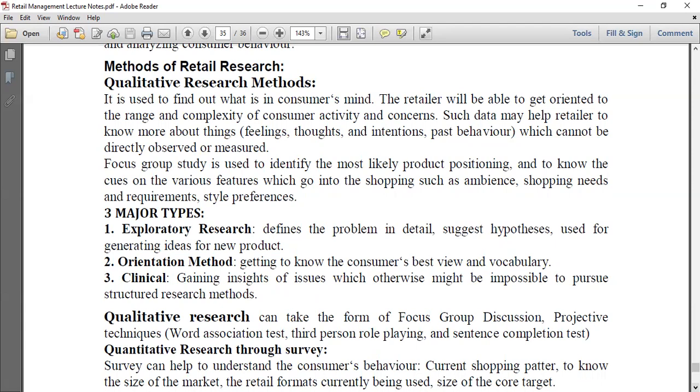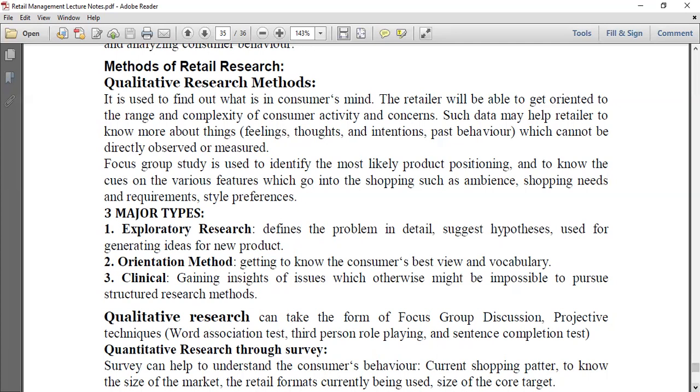Next, there are three major types in qualitative research methods. The first one is exploratory research. It defines the problem in detail and suggests a hypothesis, used for generating ideas for a new product. Generally, when we are launching a new product, we go for exploratory research. Next is the orientation method, getting to know the customer's best view and vocabulary for existing customers. Next is clinical, gaining insights into issues which otherwise might be impossible to pursue with structured research methods. So using these methods, clinical, orientation, and exploratory, we do qualitative research.